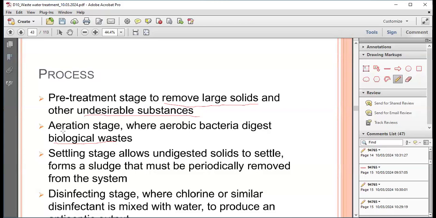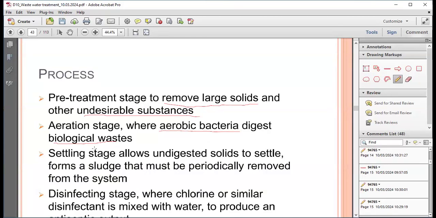So what is the process happening in the aeration stage? Aeration stage means injecting air. The air means the oxygen. Oxygen from that air is consumed by bacteria. That is the aerobic bacteria. So you have to understand what aerobic bacteria are. These digest, digest means jeeranaya porkena.